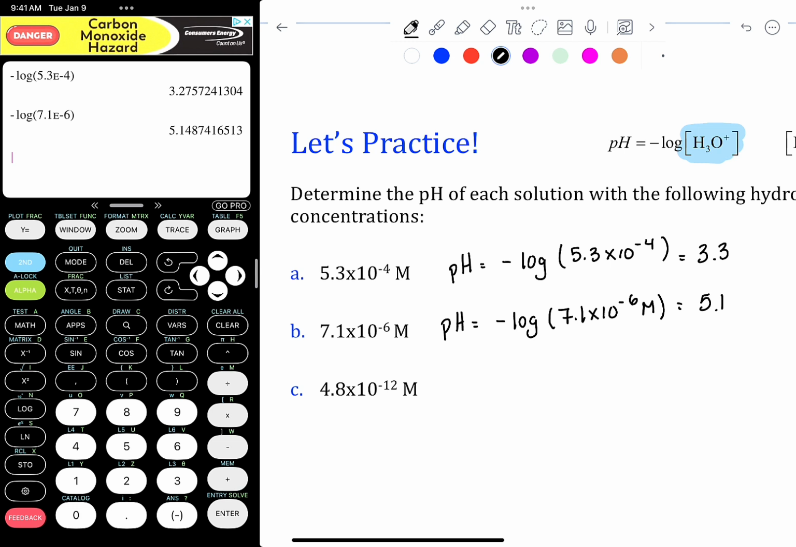5.1 as our pH. So now pause your video and try the last one yourself on your own calculator. So what we'll do is we'll just plug that number in, negative log of 4.8 times 10 to the minus 12. And we get a pH of 11.